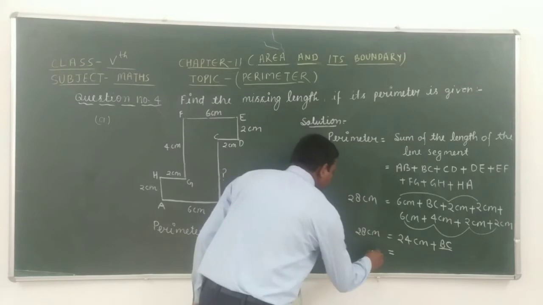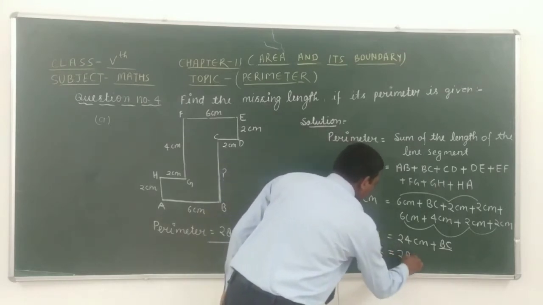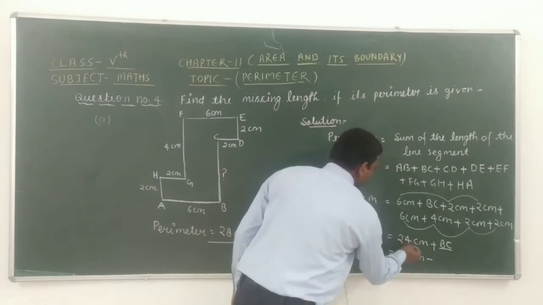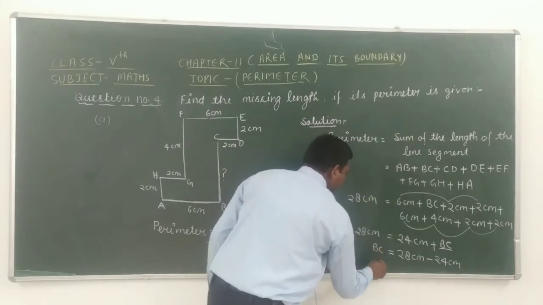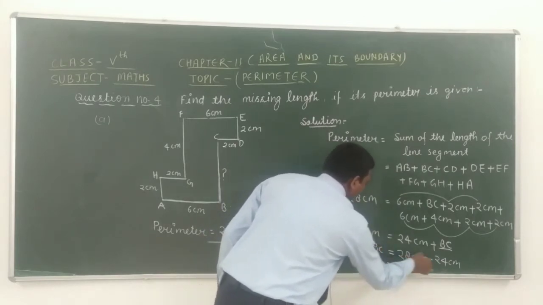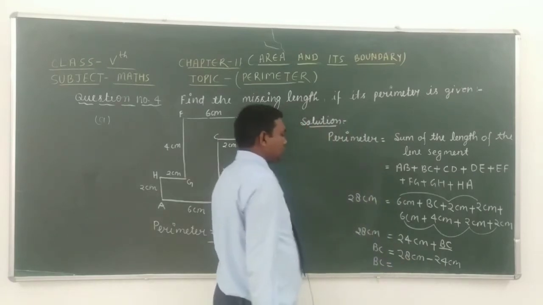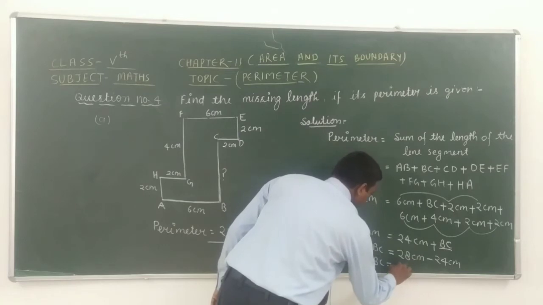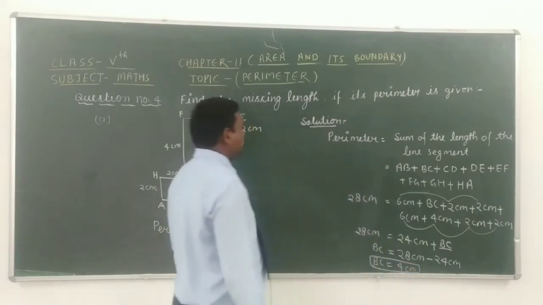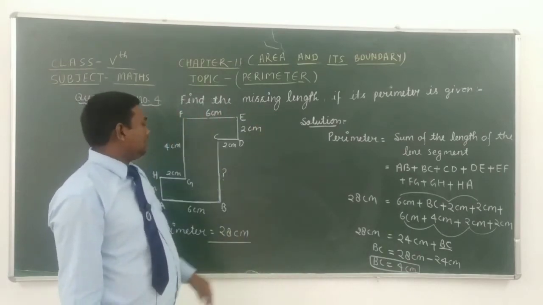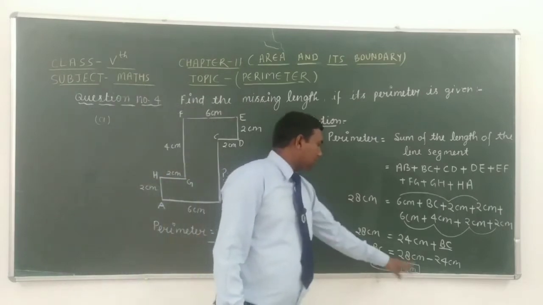It means that BC is equal to 28 centimeter minus 24 centimeter. Okay, then BC is equal to 28 minus 24, which is equal to 4 centimeter. Then the missing length BC is equal to 4 centimeter.